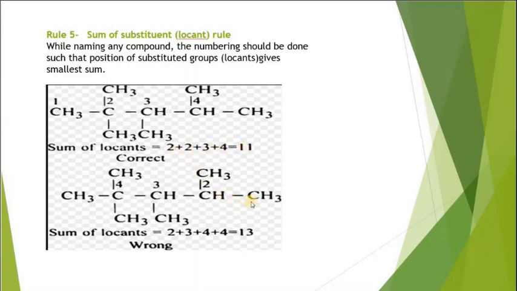But if I number it otherwise, in the backward or opposite direction, I would have 2 over here, I would have 3, I would have 4 as a substituent. At position 4 again I am going to have a substituent. So the overall sum of all of the substituents will give you 13. So you will have to choose the numbering which gives the lowest sum of locants. This one is giving the highest sum, so this numbering will be wrong. Instead you are going to follow this numbering which gives the lowest sum of the locants or the lowest sum of the substituents.